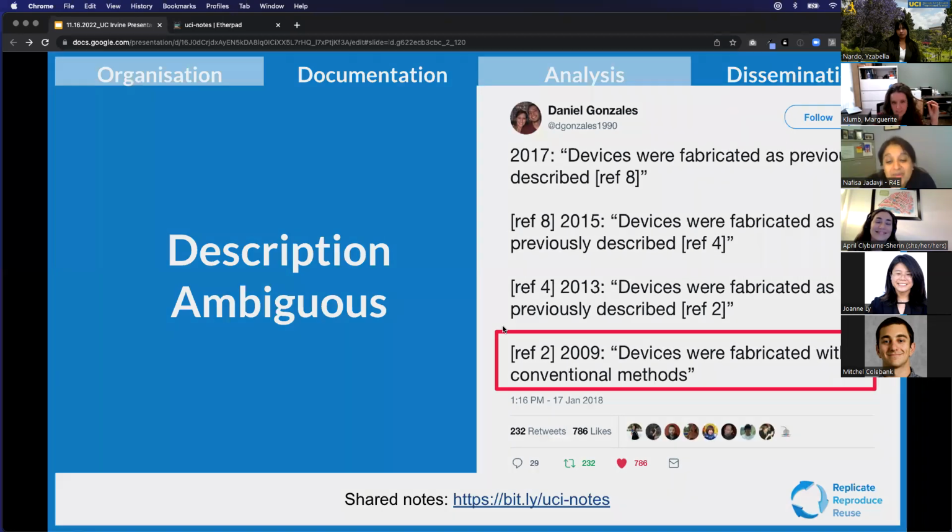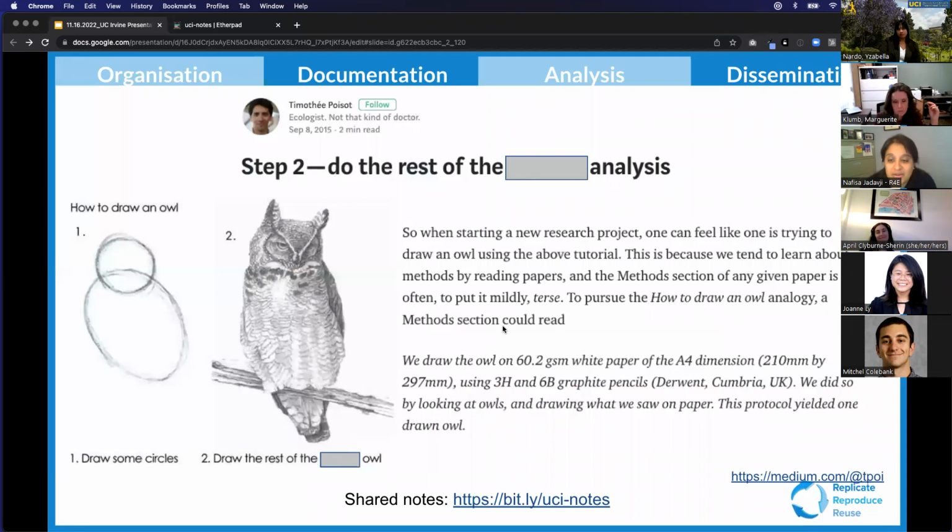Next slide, ambiguous protocols are often difficult or impossible to reproduce. And so this is the how-to-draw-an-owl joke. You see this beautiful owl that's drawn here in step two, and then how to get to that beautiful owl, or that beautiful scientific result. The instructions are draw some circles, but that's not all that's involved in making this owl drawing. So this can be quite frustrating, but there are resources that have been developed to help with protocol sharing.